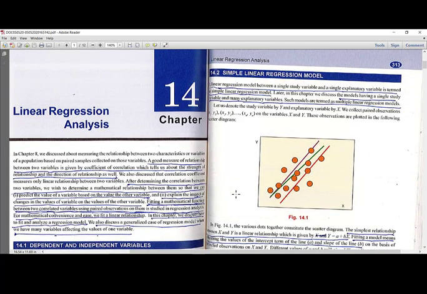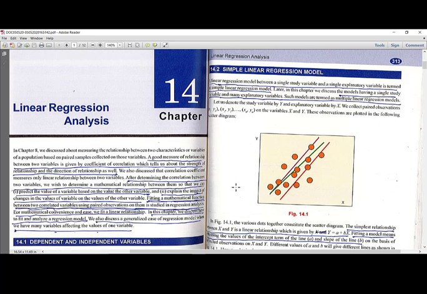After discussing dependent and independent variables, now let us come to the simple linear regression model. A linear regression model between a single study variable and a single explanatory variable is termed as a simple linear regression model. That means here there is only one study variable and one explanatory variable. The study variable is the dependent variable, the explanatory variable is the independent variable. Of course, at the end of this chapter, we discuss the models having a single study variable and many explanatory variables. Such models are termed as multiple linear regression models.